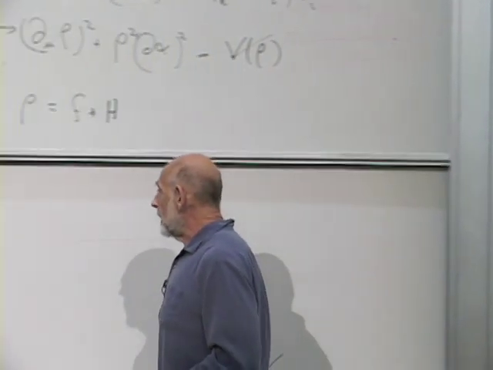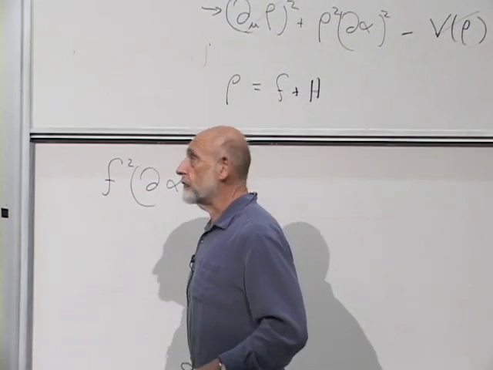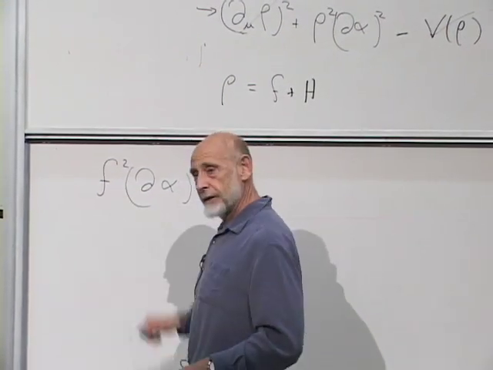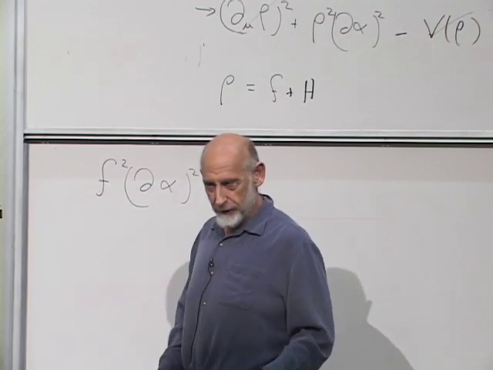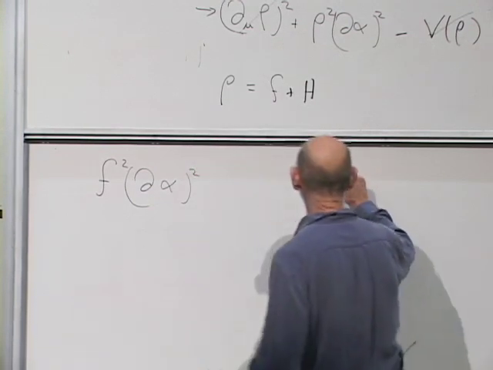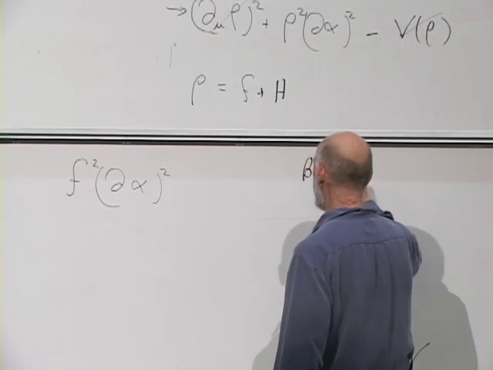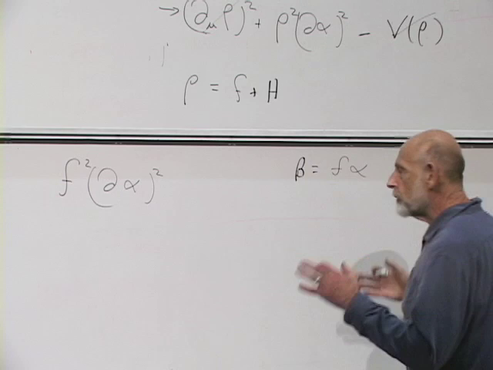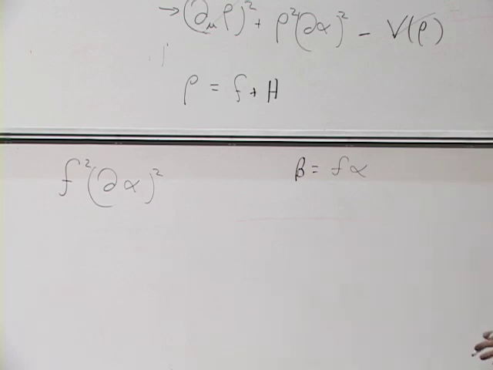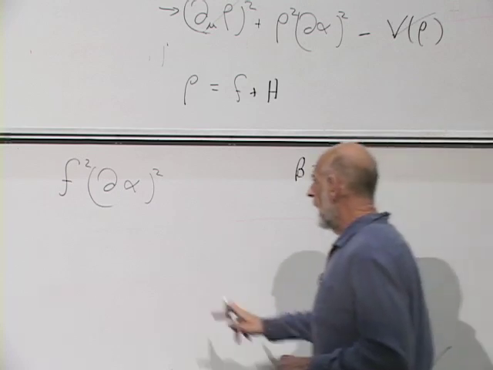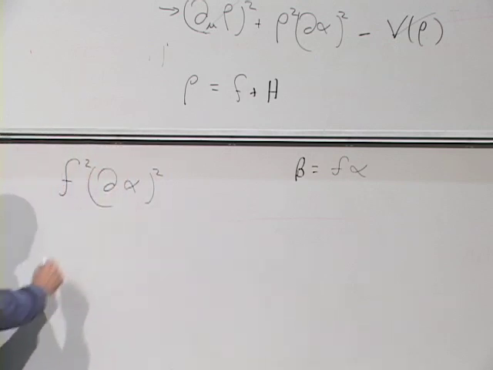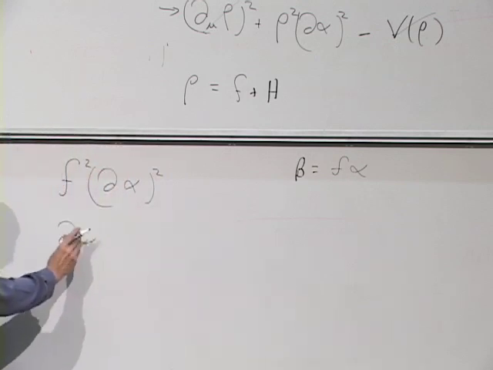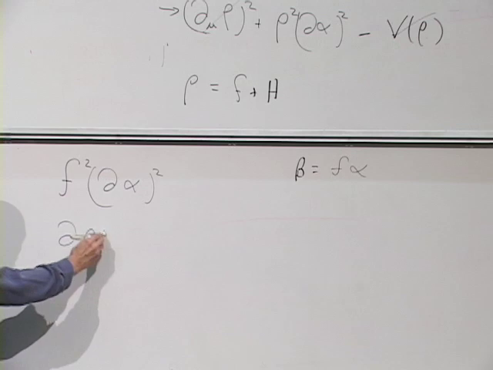All right. This is a little bit less familiar because it has this F in it, but we could redefine the field by inventing a new field, call it beta. Beta is equal to F times alpha. It's just a rescaling of the field, right? Just a redefinition, and then we would rewrite this as just d beta squared.